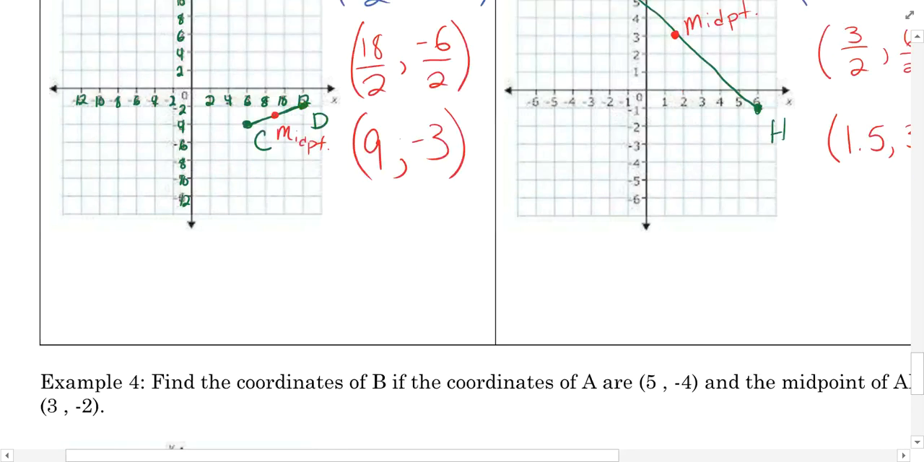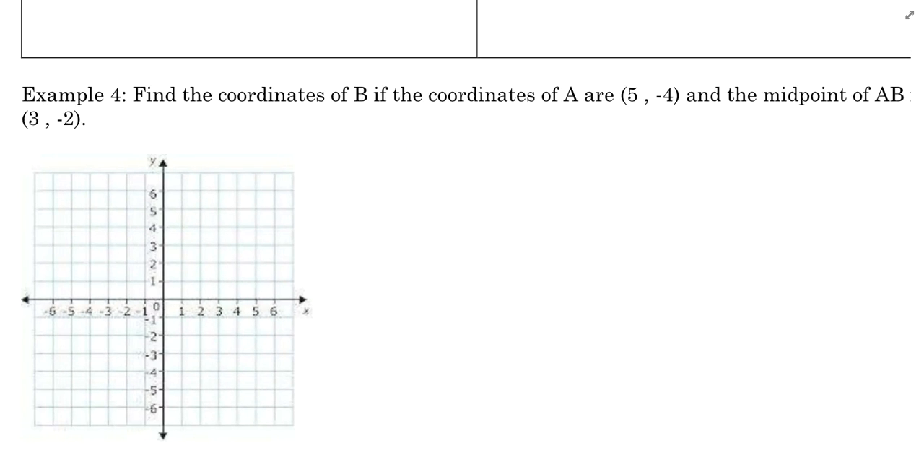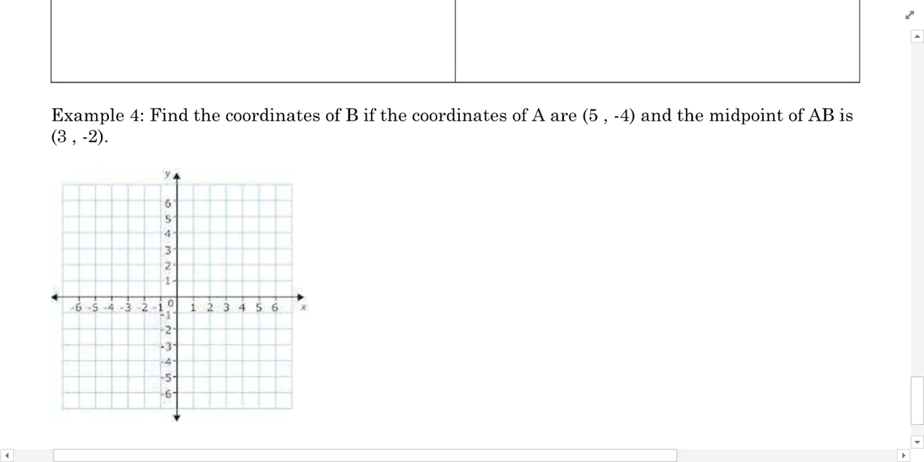Alright, going on to the last example, sometimes you will be given the midpoint in one ordered pair and you'll need to find the other endpoint of the segment. So for example 4, it says find the coordinate of B if the coordinates of A are (5, -4), and the midpoint of AB is (3, -2).